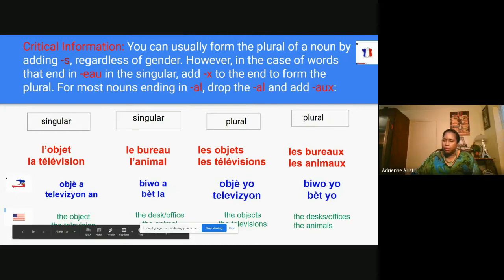And for the plural, objet yo, télévision yo. I didn't put the yo in télévision, I will put it back. Télévision yo. There is a yo here that I missed to put. Okay. And bureau yo and bête yo. Okay.